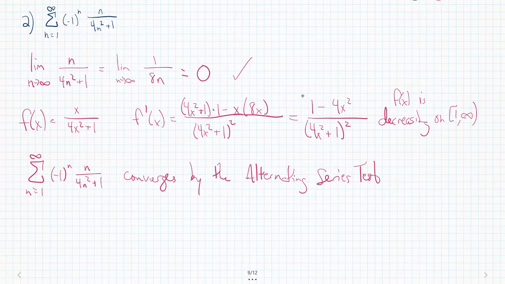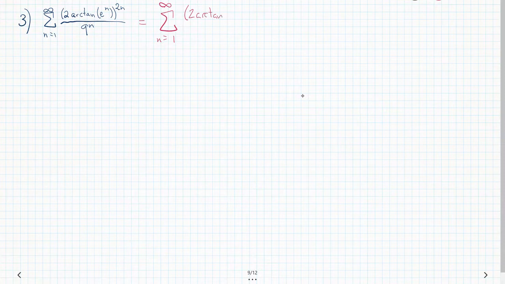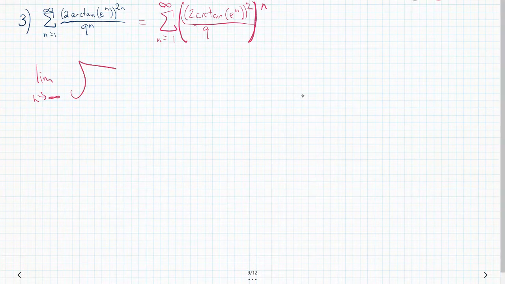Okay, so now we're rocking and rolling. Let's try another series. This one looks kind of nasty, but it's not too bad. Let's take a look at what happens. Another way to write this is the summation n equals 1 to infinity of, we could break this into 2 arctan of e to the n, the quantity squared, and then we could raise all that to the nth power. But then on top of that, we could have the 9 grouped in, and this whole thing is raised to the nth power. That might look a little bit better because now what that screams to us is the root test.